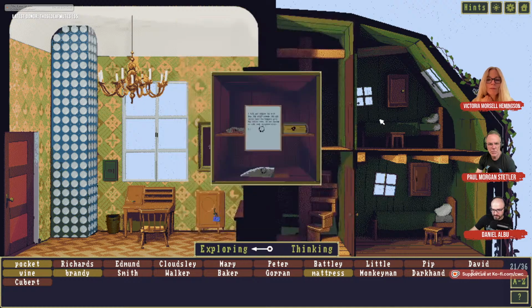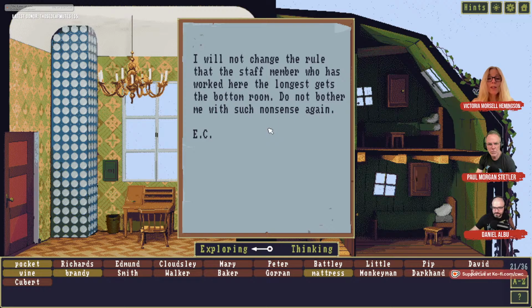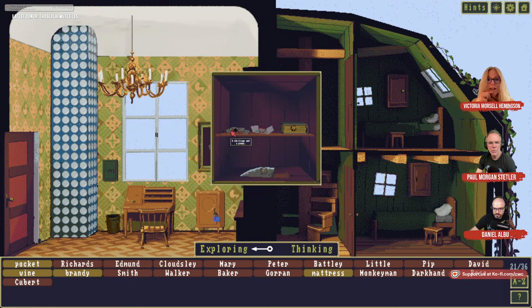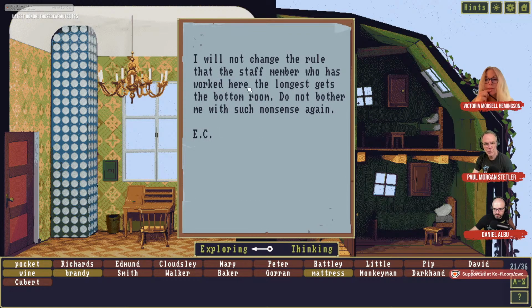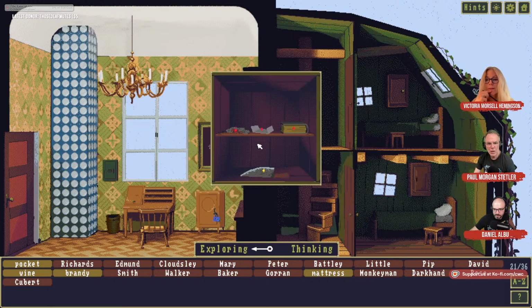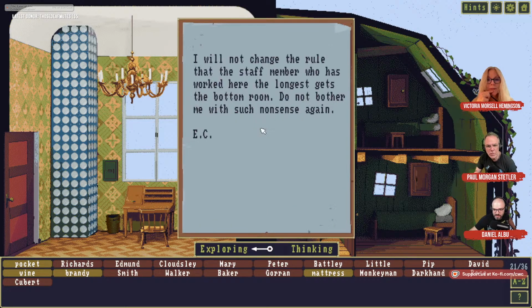Okay, so whoever's the newest employee is in that top room. Is what they're trying to tell us, I think, right? Yep. And he didn't want to change that. I will not change the rule that the staff member who has worked here the longest gets the bottom room. Do not bother me with such nonsense again. So anyone with a motive is the person who worked the least amount of time. Yes, because they then want the bottom room.